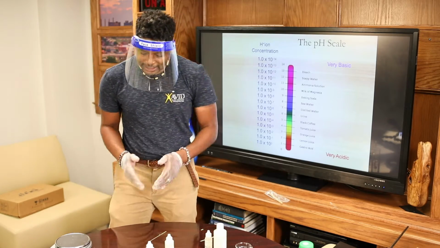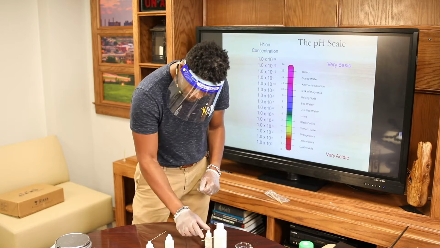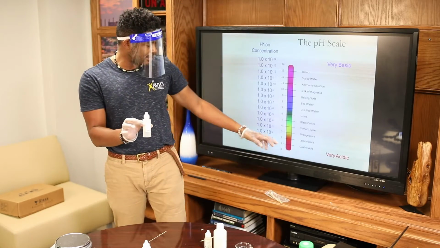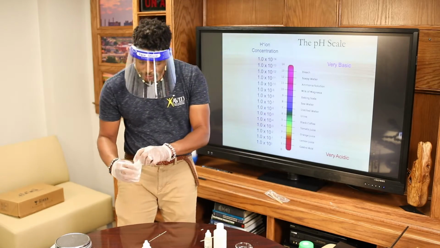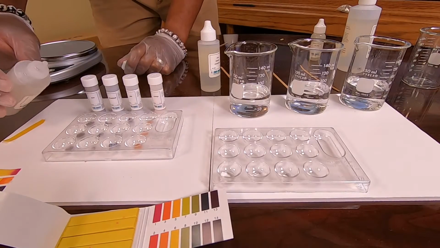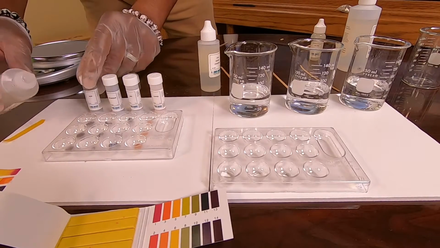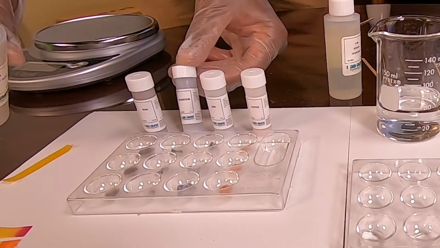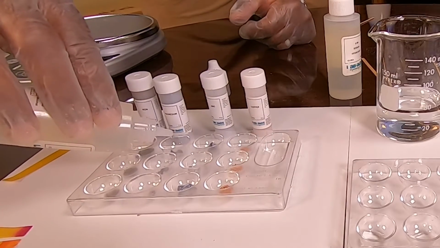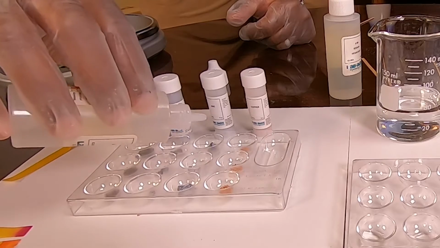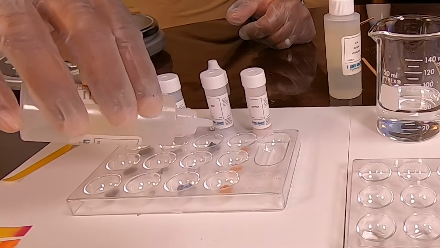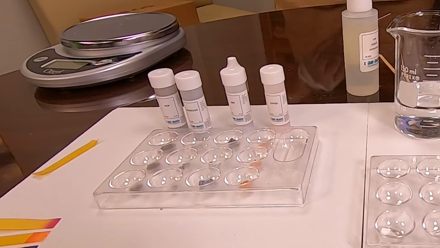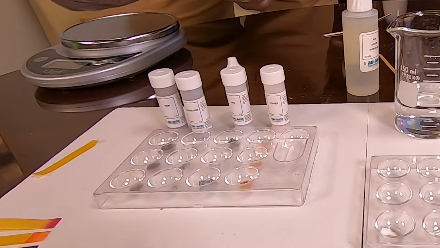So, let's look at our two acids and how they react with metals. First, I'm going to start with the weaker of the two, our acetic acid. Think of this as orange juice or lemon juice. We're going to add it first to our iron, then to our magnesium, our zinc, and finally our copper. I'm going to work those around and see if we see any reactivity.